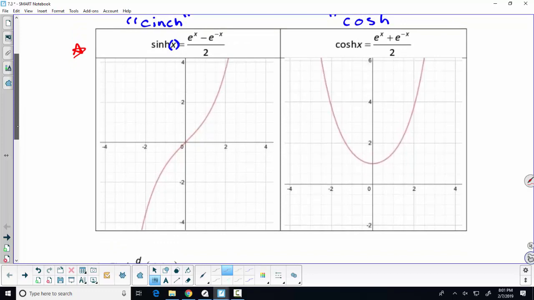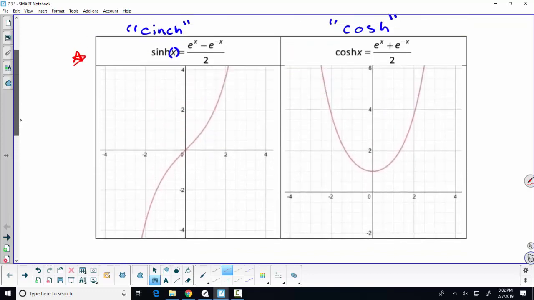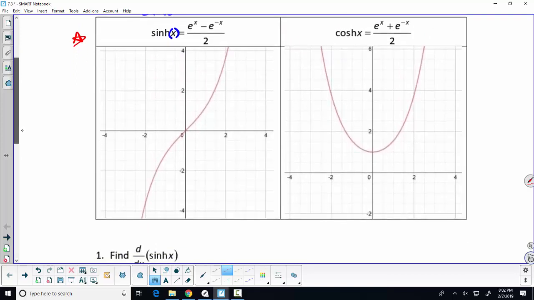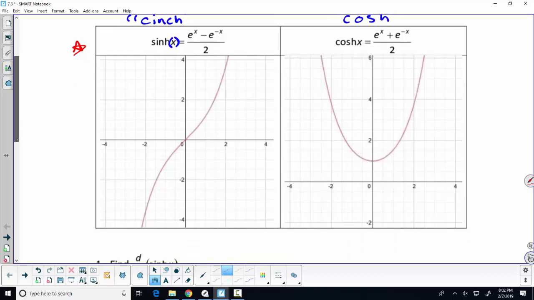Okay, so when we're asked to find the derivative of sinh, I guess there's two ways. We could use the definition of the derivative, or we could just say, well, that's tedious, I don't want to compute a limit. I can just take the derivative of its definition, e to the x minus e to the negative x over 2. So let's see what we get.